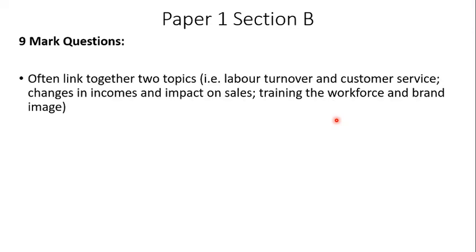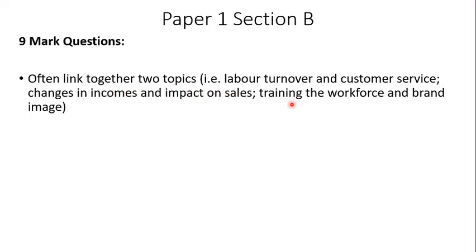How do you go about answering the question? Well, I'll come back to this in a minute, but if you don't want to watch the rest of the video, I think that this might help you answer 9-mark questions. First of all, understand that these 9-mark questions often link 2 topics together. So they might link together labour turnover and customer service, which was a question in the 2018 paper, how an impact on labour turnover would affect customer service. Changes in income and the impact on sales volume, that's the question from 2017.